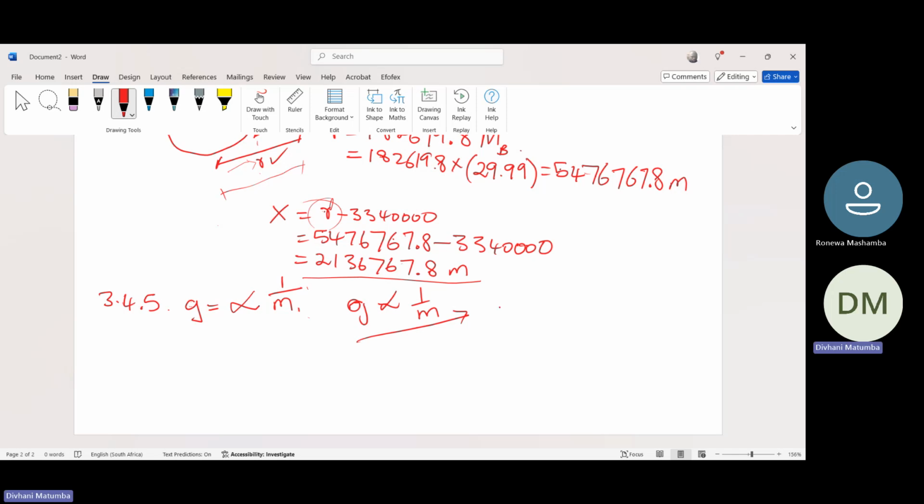Oh, okay. Can you please give me the formula for calculating G? So G is equal to GM over R squared. Is it inversely proportional? If the value of M increases, does the value of G increase? No. It doesn't. No, sir.